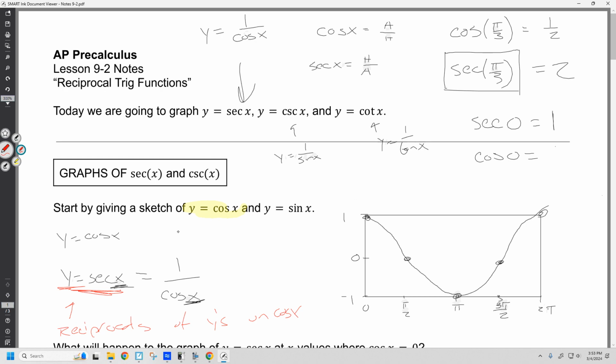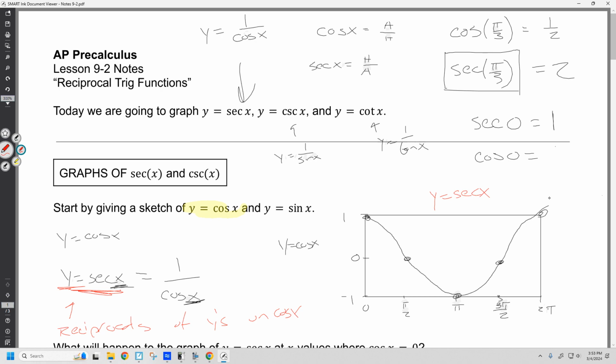I have the graph of cosine right here. This is the graph of y equals cos x. And this is what you're going to do to graph secant and cosecant. We are going to graph secant right on top of the graph of cosine. So if you have a different colored pen, break it out. All I'm going to do is take the y values that I see and find the reciprocals of them.